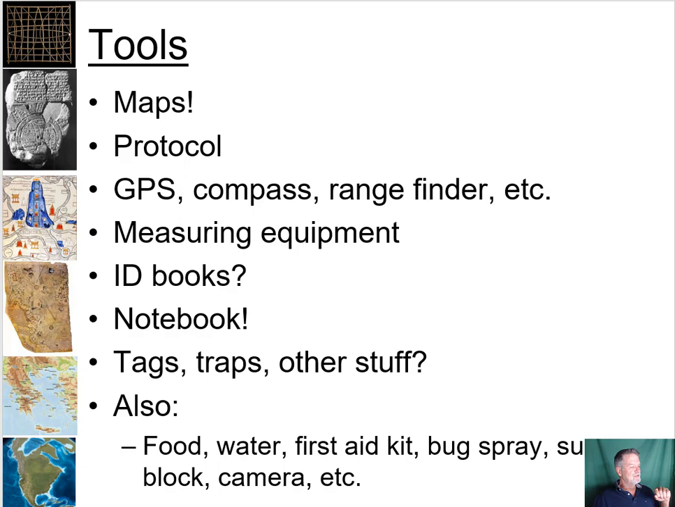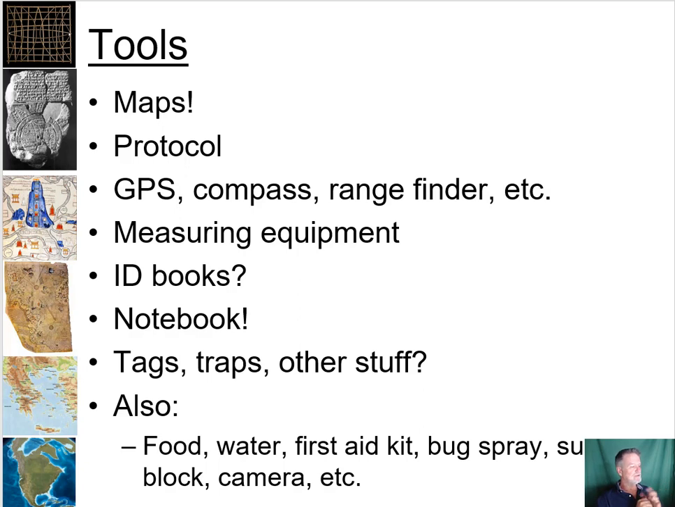The tools that we're going to use. So maps, of course, including paper maps, not just electronic. Paper has its place and is a lot easier to use and a lot less likely to get damaged and is cheaper. So definitely bring your 24K topo maps that you can now print on the web. Have your protocol with you, your GPS, compass, rangefinder, whatever your equipment is. Measuring equipment, rulers, whatever you need if you're going to be capturing anything or measuring, say, the height of plants.